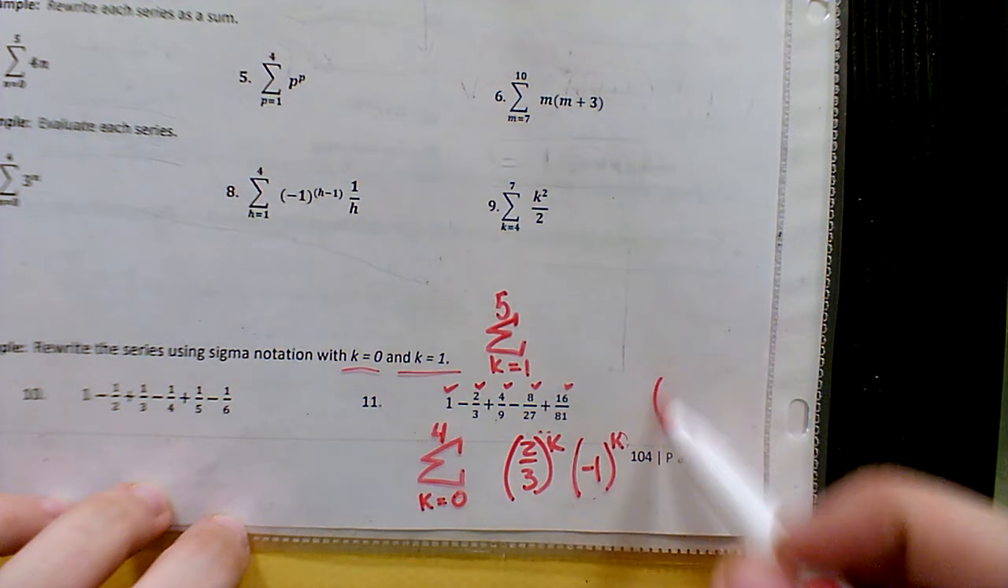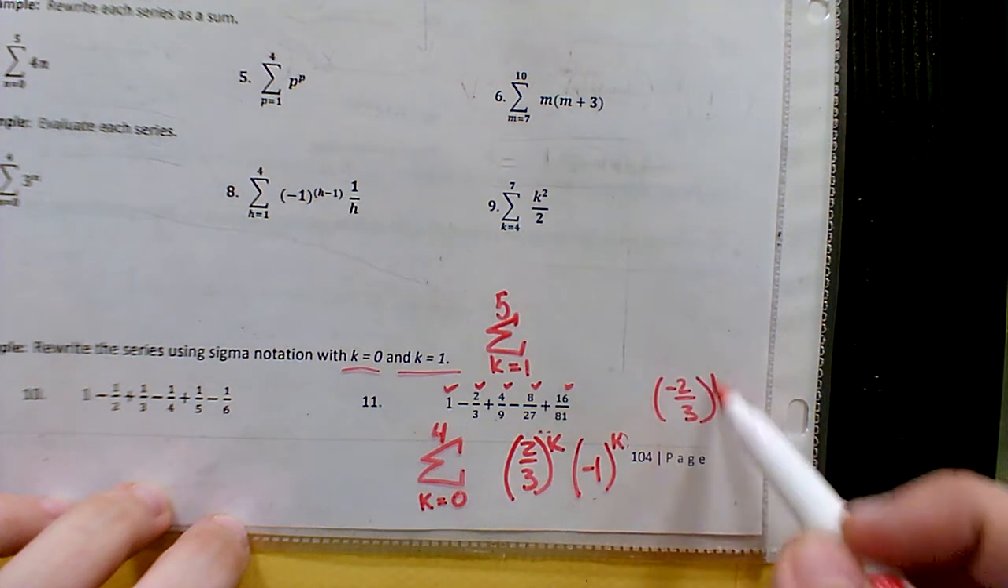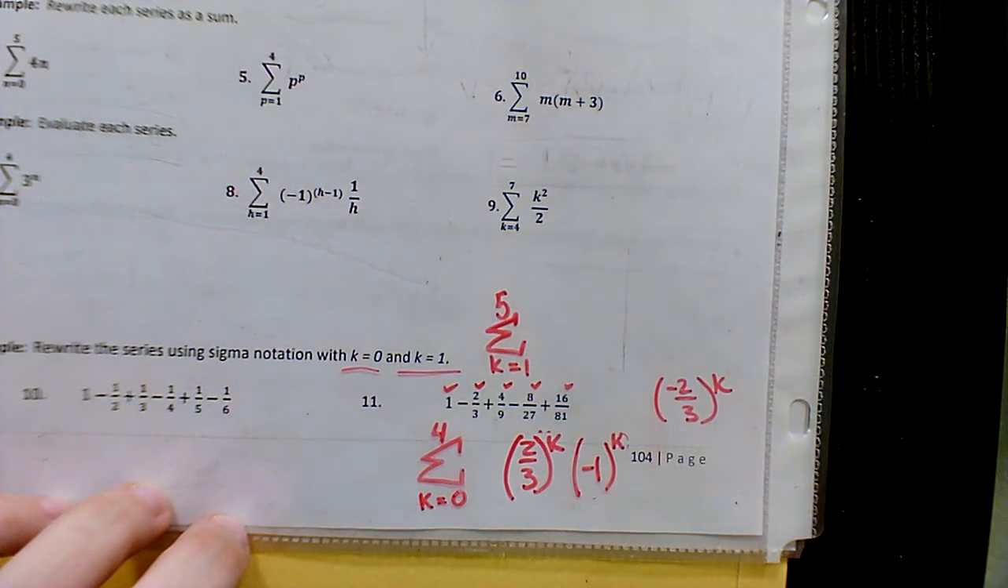Now, how did you write yours? Did you have negative 2 over 3 to the k like that? Yes. That would work too, right?